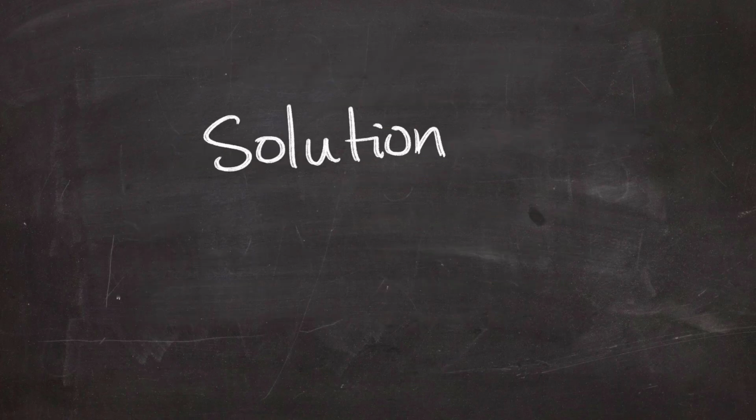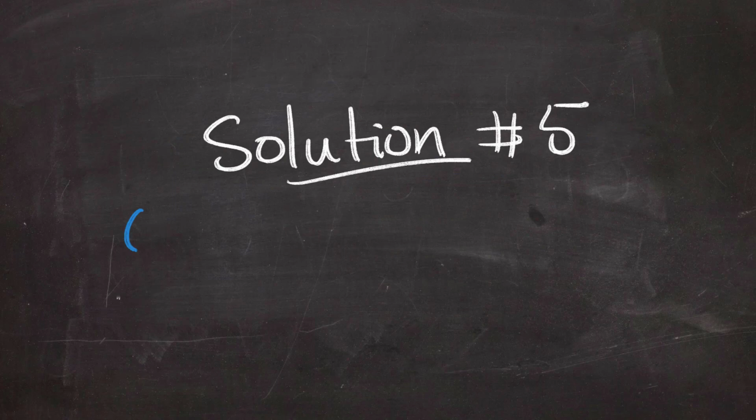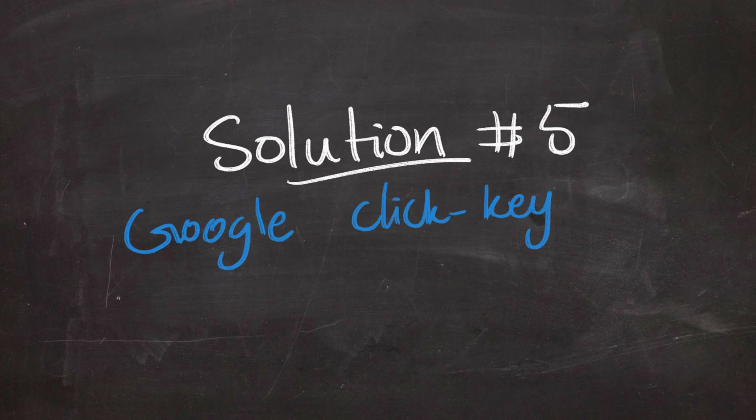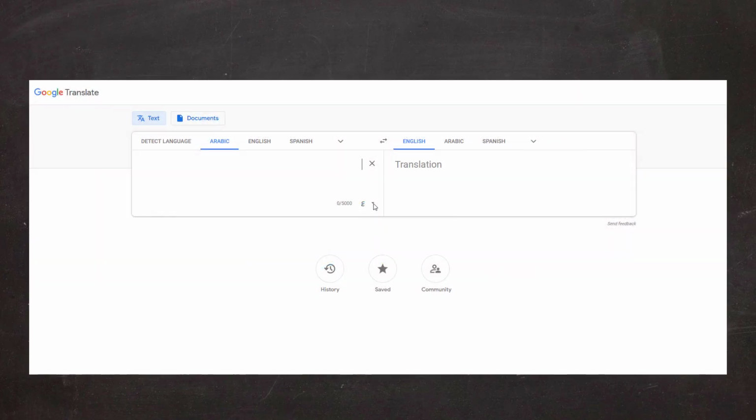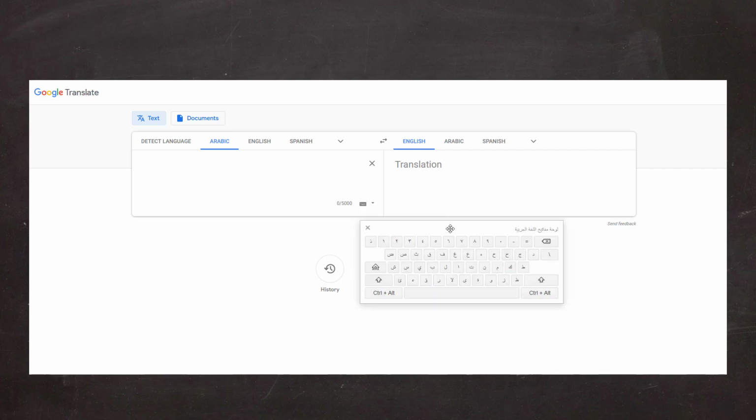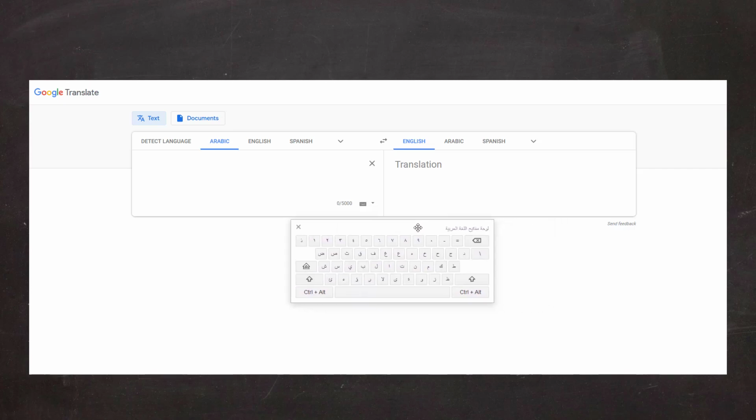Solution number 5. Using Google Click Keyboard. This is a pretty simple tool that you could use in order to type a couple of words using your mouse without having to go through any complicated method. You can find it by going to Google Translate and then choosing the second option. Once you click on it, you will see the keyboard coming up on the screen.